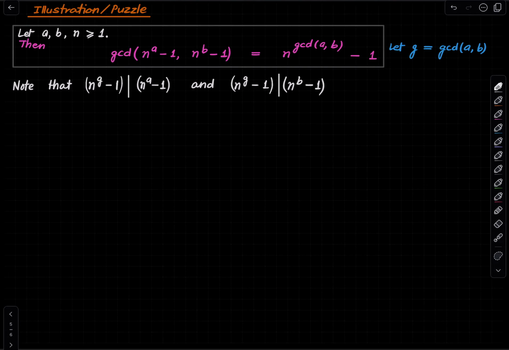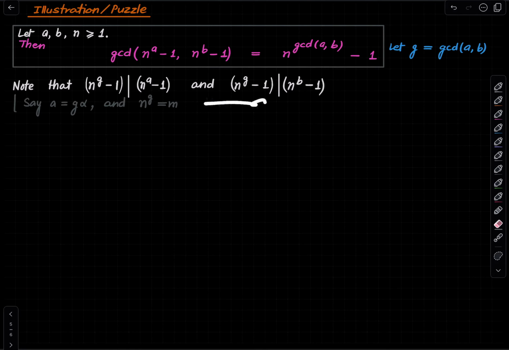If A is equal to G times alpha, where alpha is some integer, and say n to the power G is denoted as M. Sorry, this was a G, not a D. There is no D. So n to the power G is denoted as M.